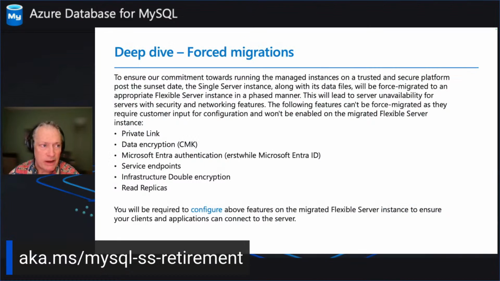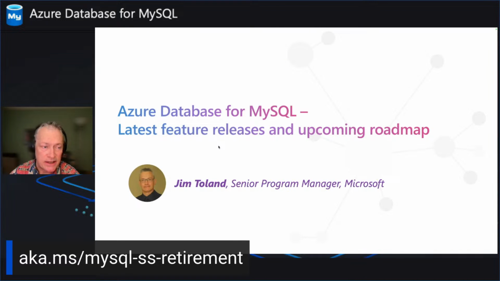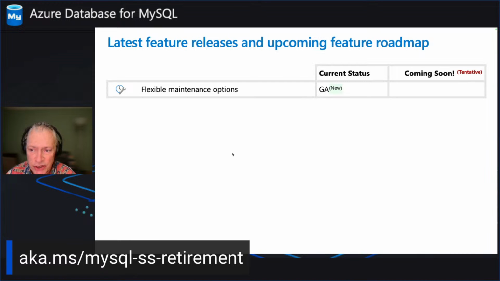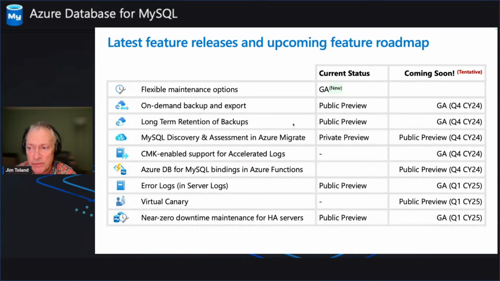Okay, folks, last but not least, we're going to take a look at our latest feature releases and upcoming roadmap. So as Elendil mentioned earlier in the session, the flexible maintenance options are now generally available. This feature enhancement allows you to reschedule maintenance windows and even instantly initiate maintenance with the Reschedule Now option. Now let's take a look at our latest feature roadmap for Azure Database for MySQL Flexible Server.